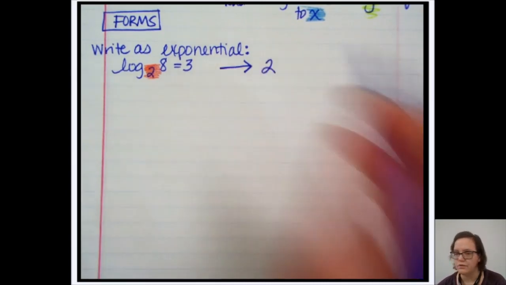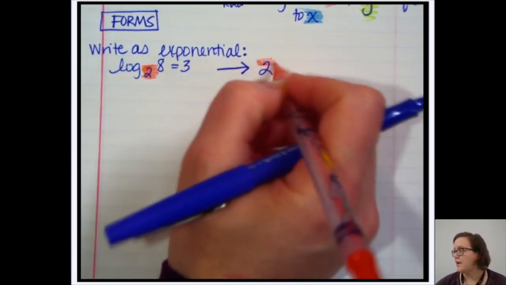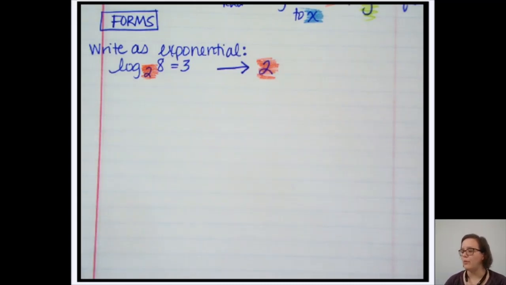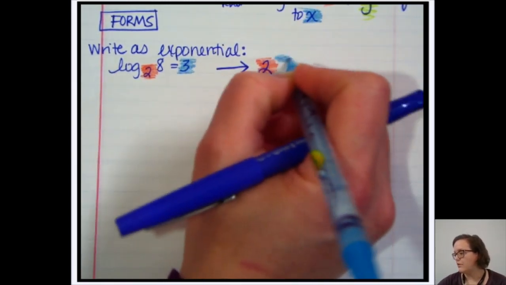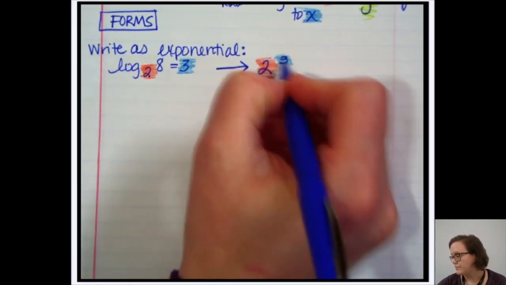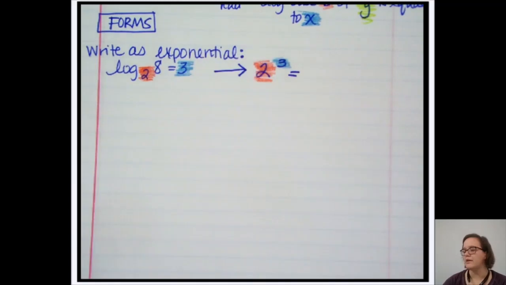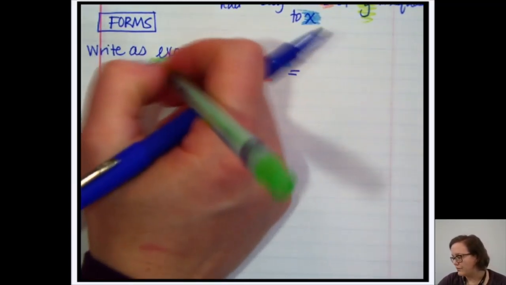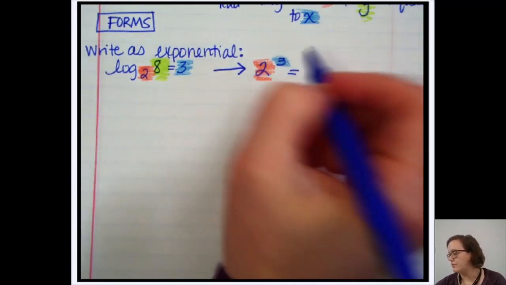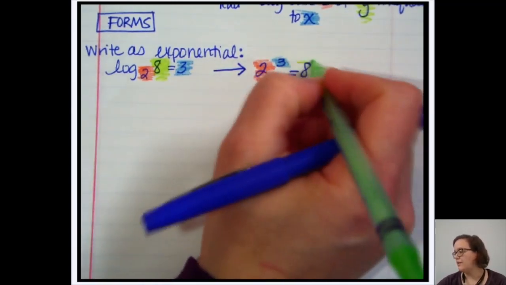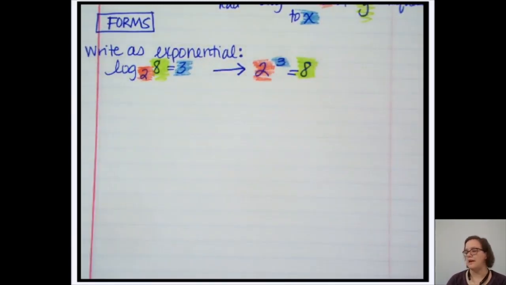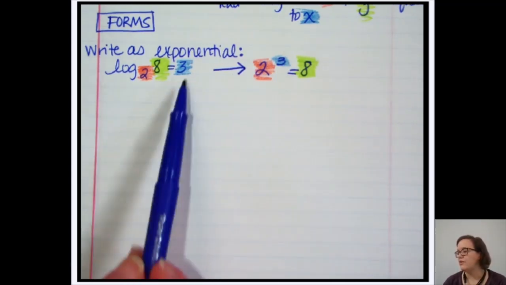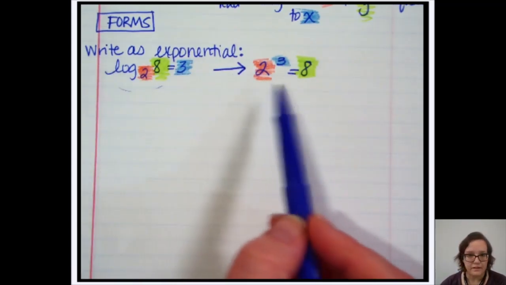So we have 2. Now we need that base to be to a certain power or exponent. So where do we find that power or that exponent? Well, in a log, that's what we are equal to. So we are equal to that 3. So 2 to the third, and what was that y value, or what were we equal to? We were equal to 8. And this one actually does tell us that we're right, because we do know that 2 to the third is equal to 8. So this is the logarithmic form. This is the exponential form.